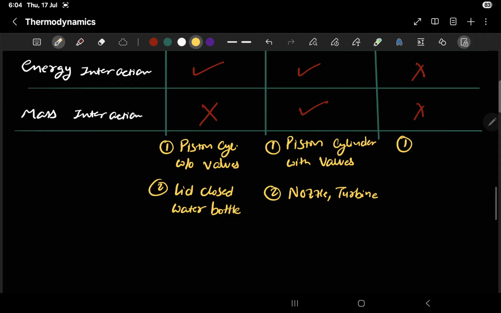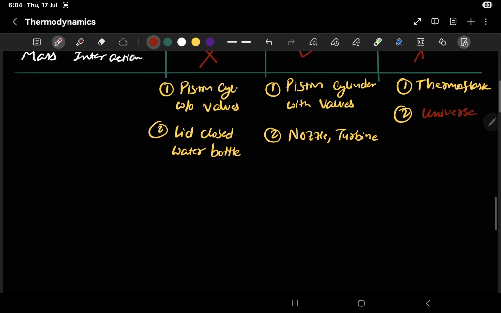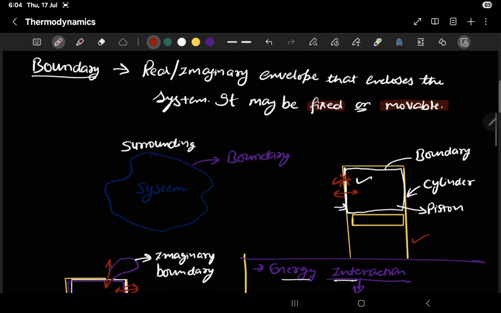In the case of an isolated system, you have to remember these two examples. They are frequently asked in examinations. That is the thermoflask, and the second, the most important, is the universe.